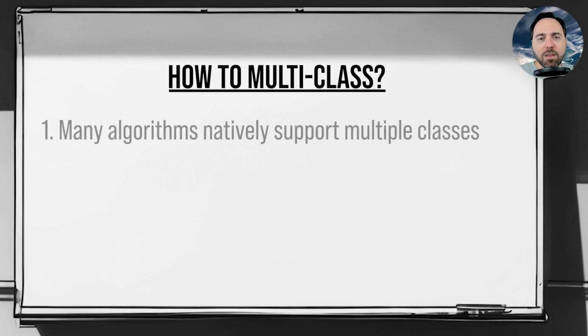Never fear, however, for there are ways around this challenge. 2 of them, in fact. First, some algorithms can naturally support more than 2 classes. Anything built on decision trees like CART, Random Forest, XGBoost, LightGBM, these can natively support more than 2 classes.